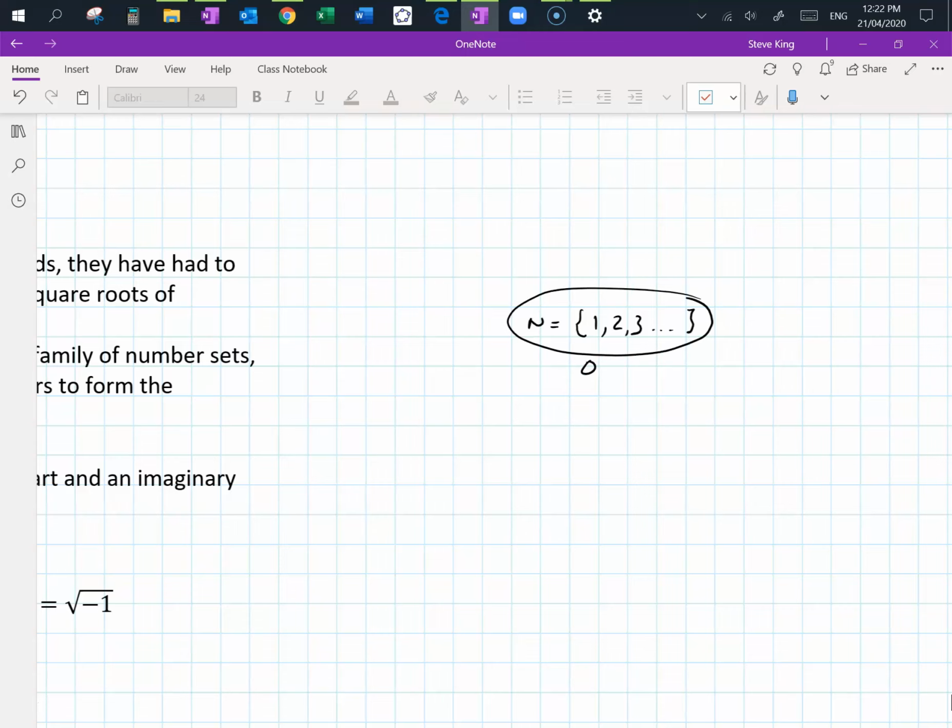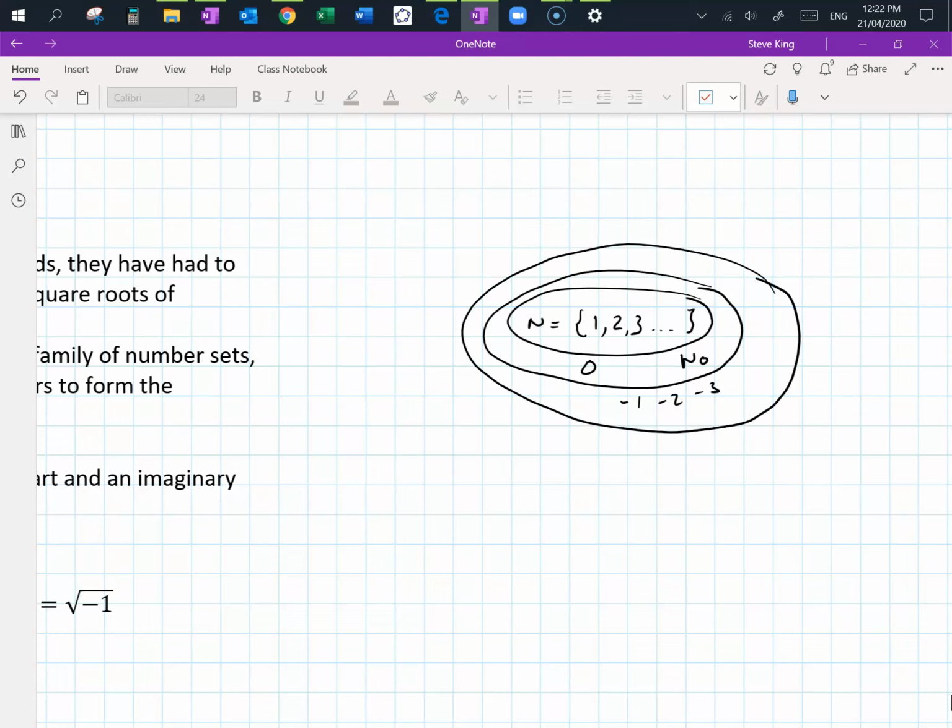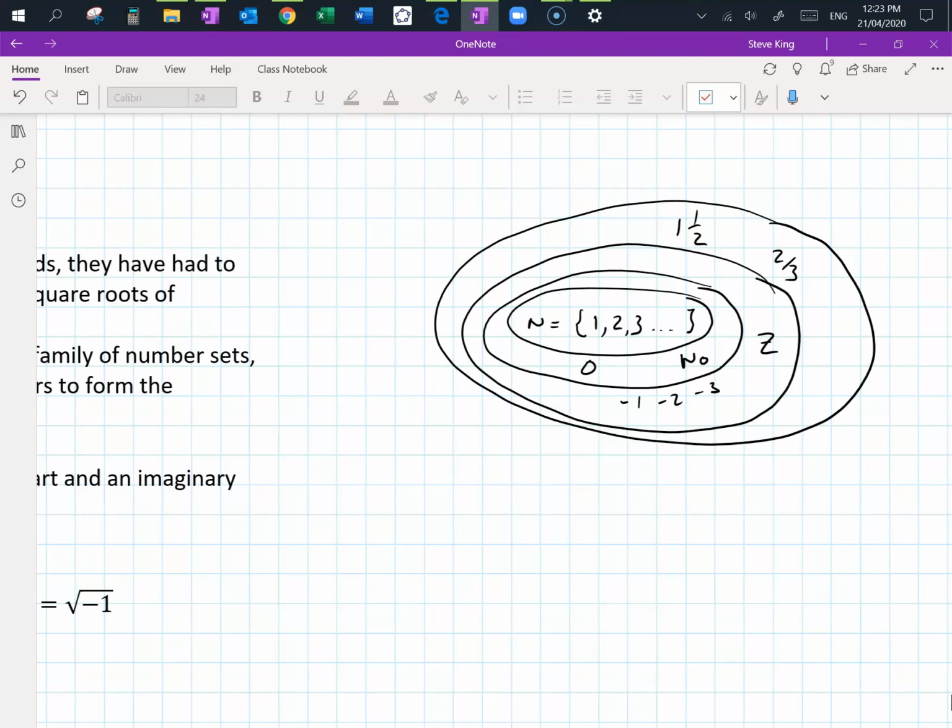And then we added on naught. And so that gave us our next group, which was the whole numbers. And then we added on the negative numbers. And that gave us our next group, which were the integers. And then we added on the fractions, 1.5, 2/3. And they were called the rational numbers. They were Q for quotient, something divided by something.